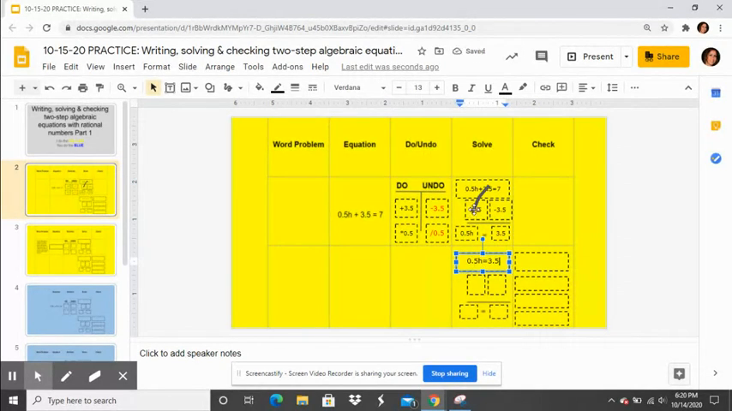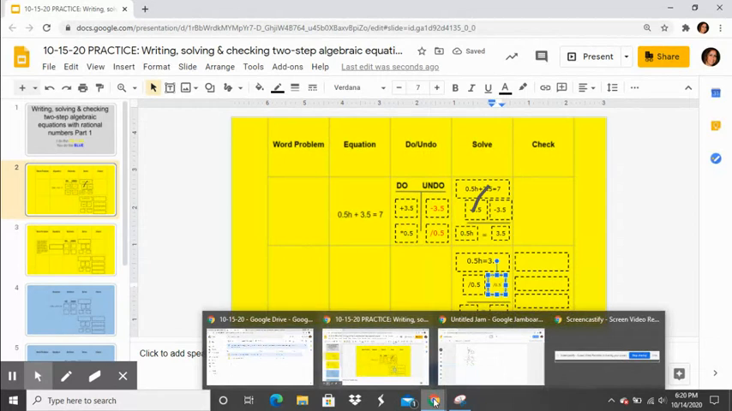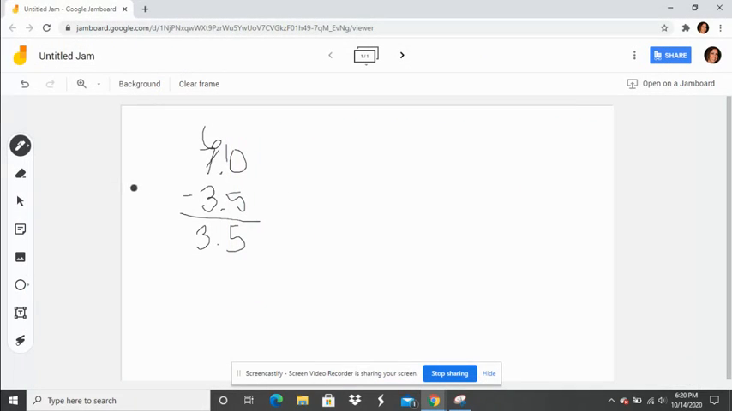All right, so now forget the rest. Now I'm just looking at 0.5h equals 3.5. The 0.5 is being multiplied, so I'm going to have to divide. So divide by 0.5 on both sides. Okay, now when I divide, I'm doing 3.5 divided by 0.5.